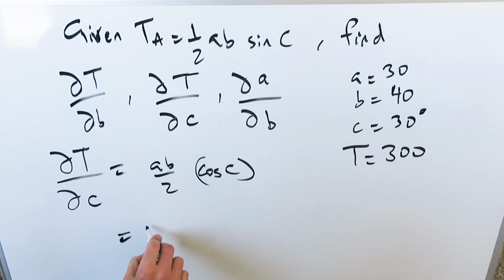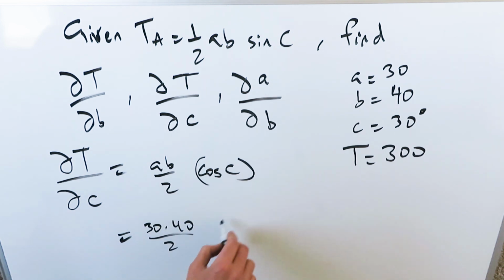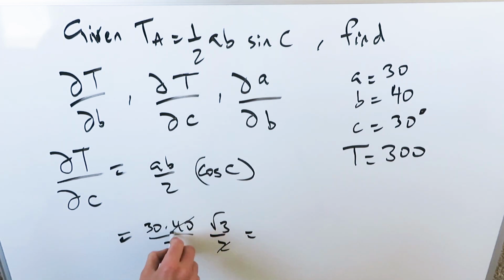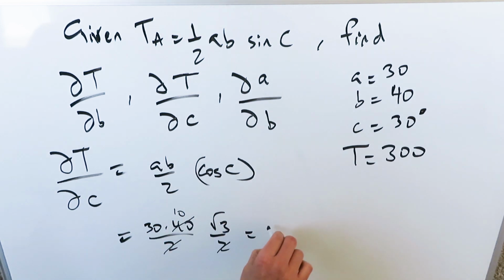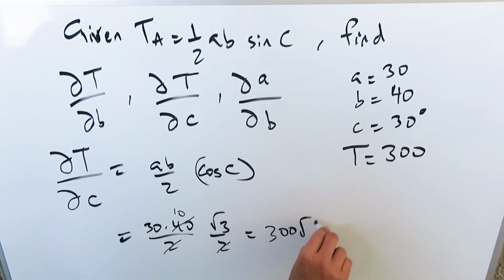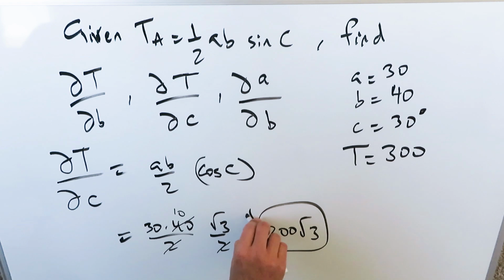I bring in my values. I have a 30, I have a 40, divided by 2, cosine of 30, you know that to be root 3 over 2. You compute this. You have these 2's which are 4, they come in here, 10 times, I have 300 root 3, and it should be correct, and it would be a positive value.